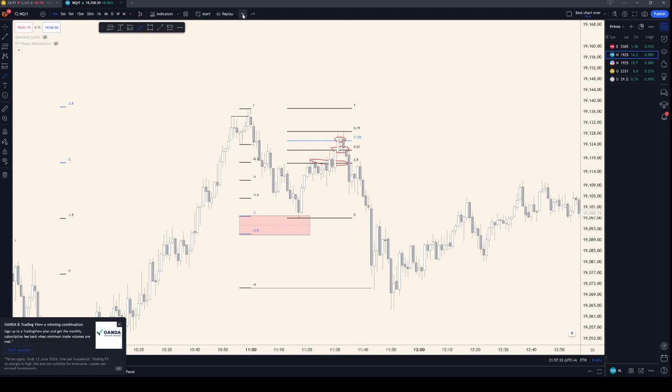I don't use it that way. I just use it in sync with where the PD arrays are. So for example, there isn't one here, but let's say there's a fair value gap right here. If there was a fair value gap right here, and the OTE happens to be right here, I would most likely be waiting for this OTE to hit to enter the short, rather than entering here if there's no PD array. That's how I use it.